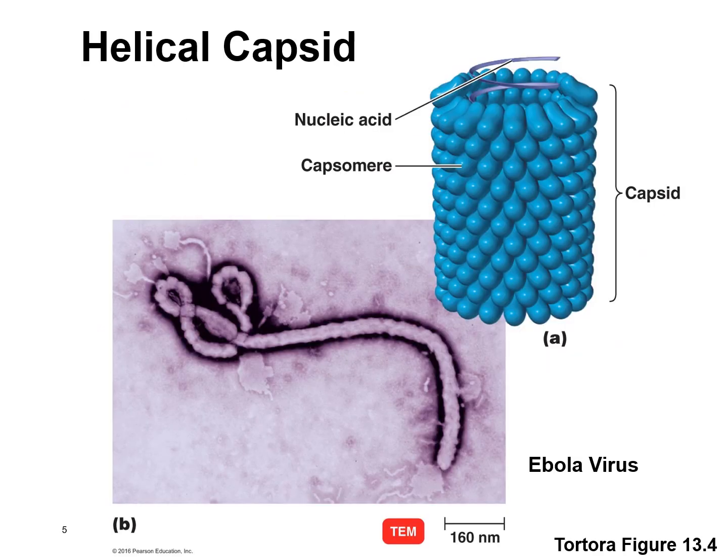Here's a picture of a helical capsid. You can see that it forms this spiral hollow tube, and inside the viral nucleic acid is placed. This is actually an electron microscope view of the Ebola virus, and you can see its helical capsid here. And it does not have an envelope.